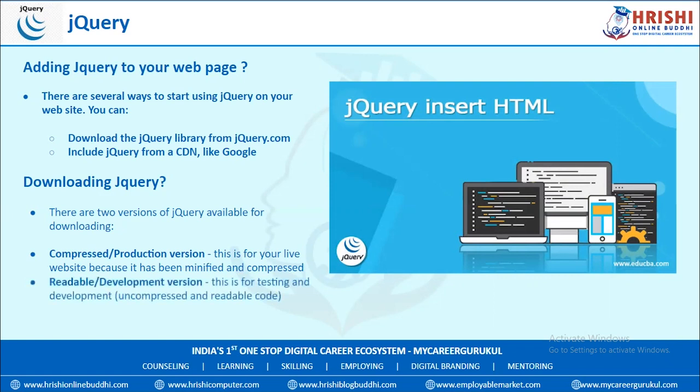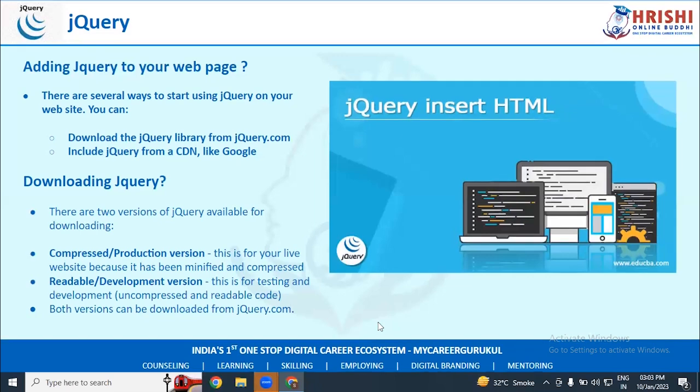Whereas if the web page is under development, then we can simply use the development version, the readable version. This is for testing and development, that is uncompressed or readable code. Both versions can be downloaded from jQuery.com. So it is simple, we have to visit jQuery.com and we can just download the particular file.